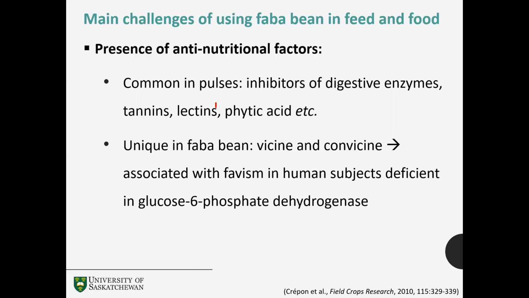Like many other crops, there are also some challenges of using faba bean in the feed and the food industry. First of all, faba bean contain anti-nutritional factors. Some of them are common in pulses, including inhibitors of digestive enzymes, tannins, lectins, and phytic acid. But some of them are unique in faba bean. Good examples include vicine and convicine.